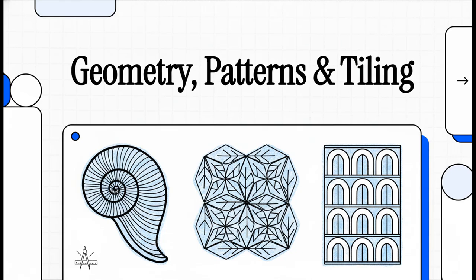Have you ever stopped and noticed that there's this hidden language all around us? It's like a secret code written in math, and it's in nature, in art, even in the buildings we walk through every day. Well, today, we're going to decode that language. We're going to see how simple shapes create the most incredible patterns.